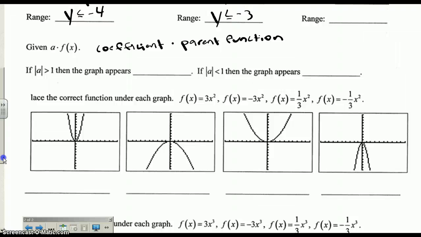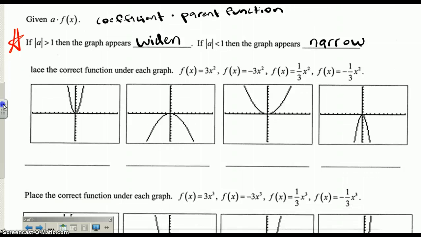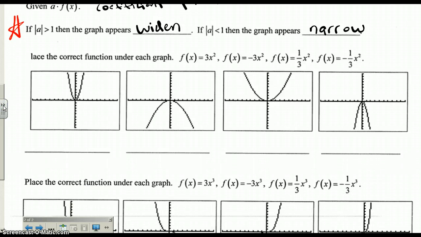Okay, so the first part right here. If the absolute value of a is greater than 1, then the graph appears to widen. If absolute value of a is less than 1, then the graph appears to narrow. And you'll see what that looks like. Okay? So let's do one of these multiple choice here. You're going to have to do the second one yourself. It's all about this coefficient.